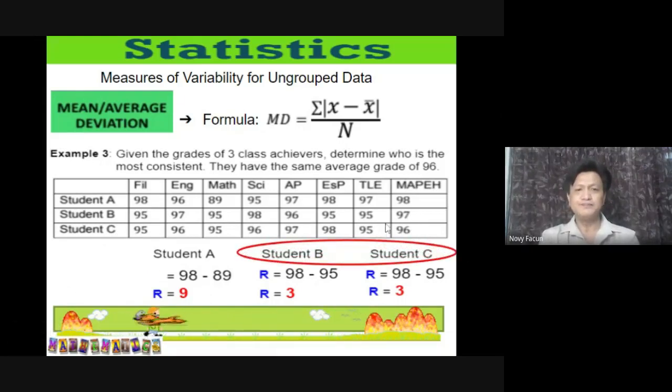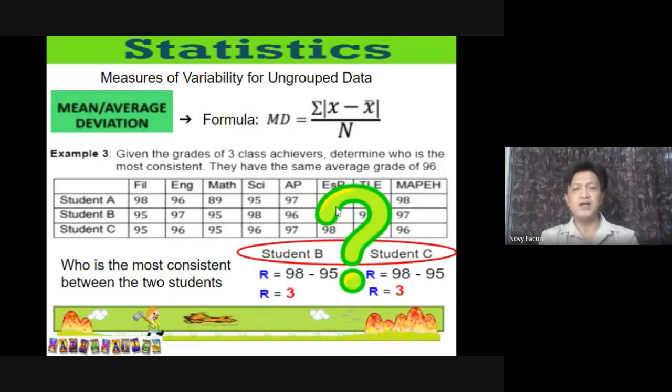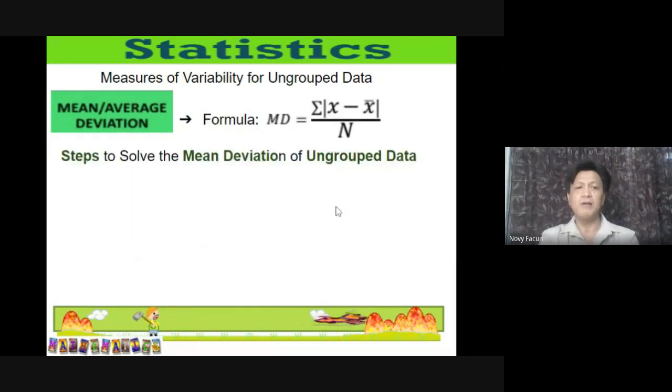Okay, so with that, mamaya malalaman natin kung sino yung most consistent between the two of them. So, yan yung question mark lang muna. Babalikan natin yan. So, to compute the mean deviation or average deviation, we have the following steps.